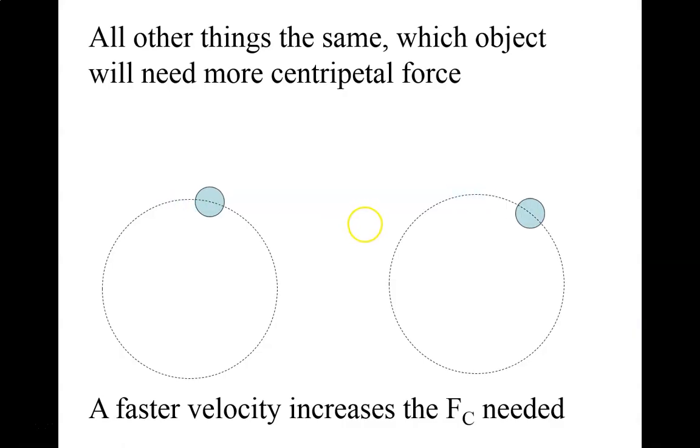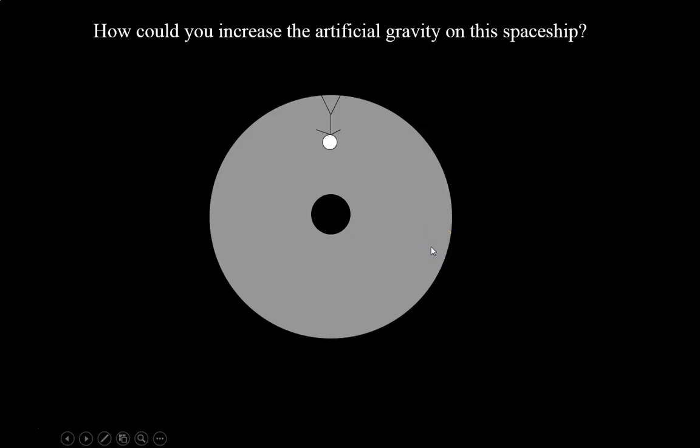So all things considered, which one will need more centripetal force, the left or the right? The one on the right, because it has a greater rotational speed and a greater linear speed as well. So how could I increase the artificial gravity on my space station? I could change the rate of rotation, which would mean more centripetal force, which would mean more artificial gravity.